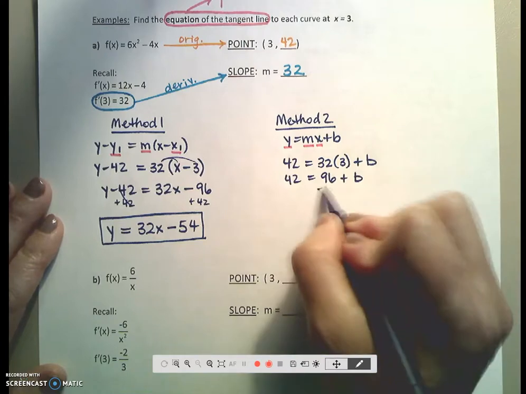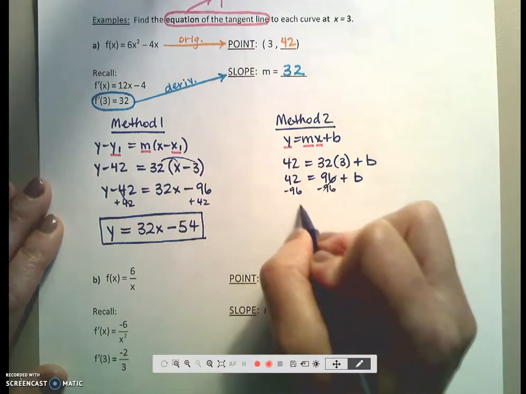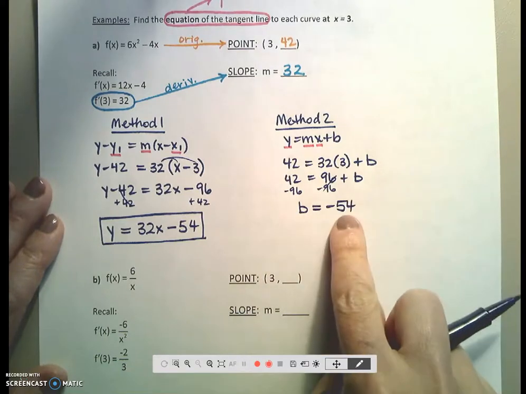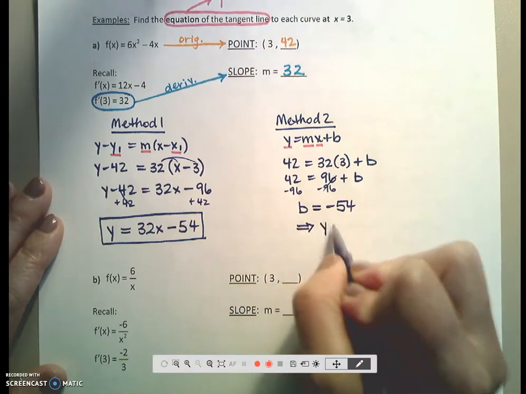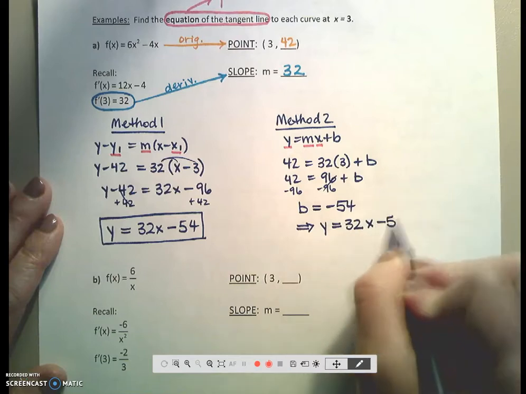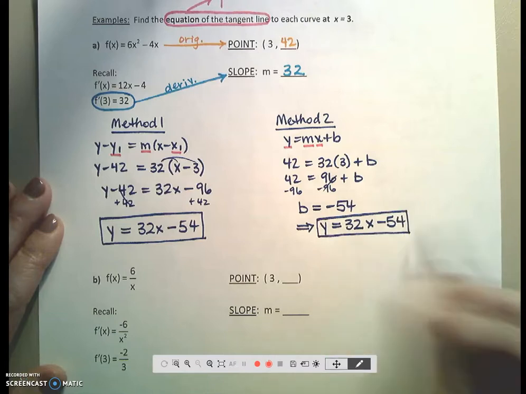And then you would subtract 96, and you'll find that b is equal to negative 54. Now that's not a line. You have to go and recreate the line yourself: slope x b. Now some of you are probably taught that way.